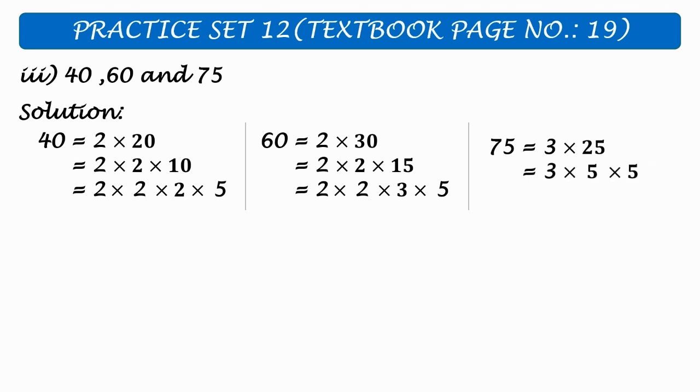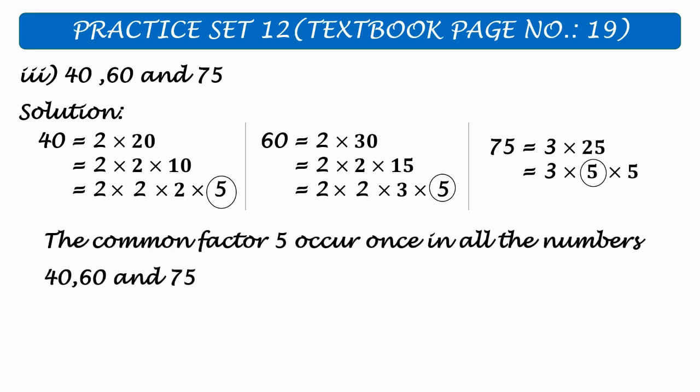Now students, when we see the prime factors in the product form of 40, 60 and 75, we can see that 5 is common in all the three numbers, that is 40, 60 and 75. We cannot see any other prime factor which is common in all the three numbers. So the common factor 5 occurs once in all the numbers 40, 60 and 75. Therefore, HCF is equal to 5.